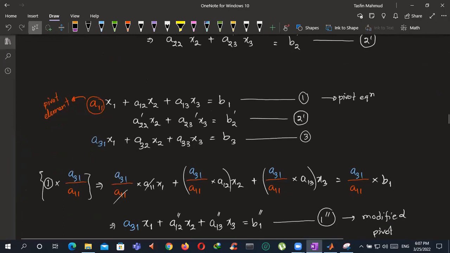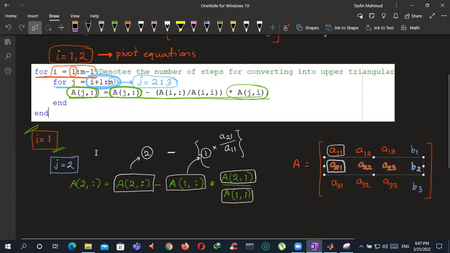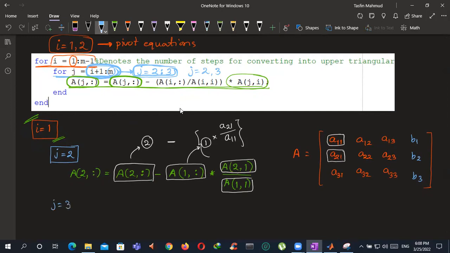Okay, so for j equals 2, this thing is happening. After that, the value of j will get increased. J will iterate up to 3, right? Here is the condition for j. J will iterate for 2 and up to 3. So the value of j will get increased. So j will become 3.